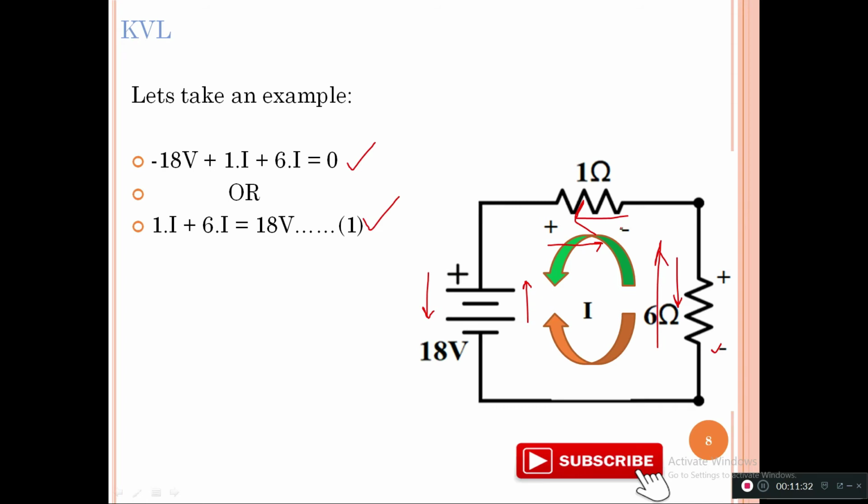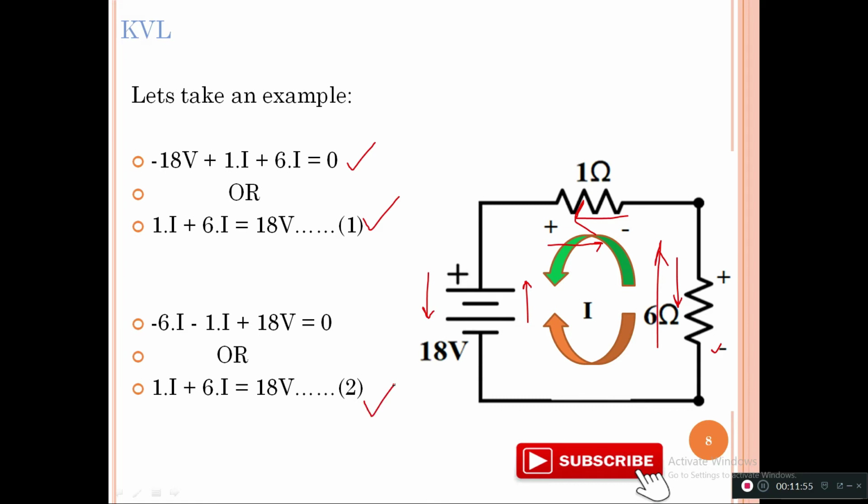Similarly, it will be minus 1 into I. But this time, since we are entering the current from the positive terminal of the battery, it will be plus 18 volt. So how will this look? Minus 6 into I minus 1 into I plus 18 volt equals 0. Or we can also write it as 1I plus 6I equals 18 volt. As you can see, there is no difference between equation number 1 and equation number 2. The equation remains the same. So we have taken both directions in the case of the conventional current.